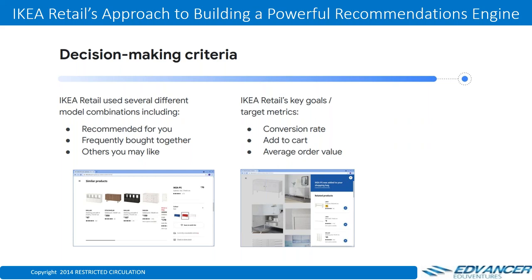Now, the parameters based on which they wanted to judge were conversion rate, how many products are getting added to the cart, and what is the average order value. These three things they wanted to monitor. Based on these three things, they went on to decide which experiment would fail and which experiment would give them a better result.